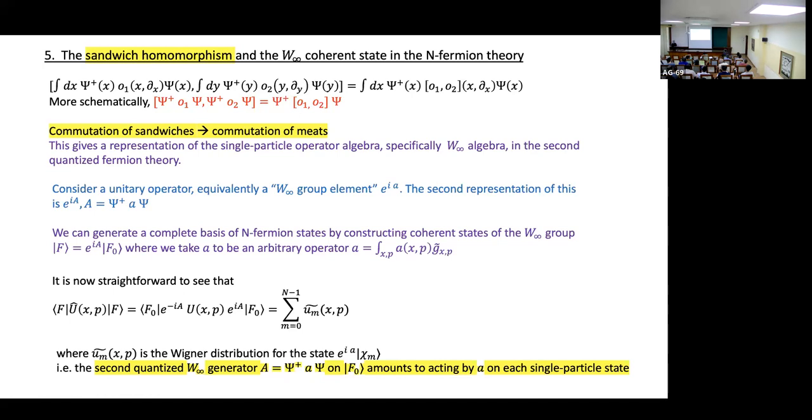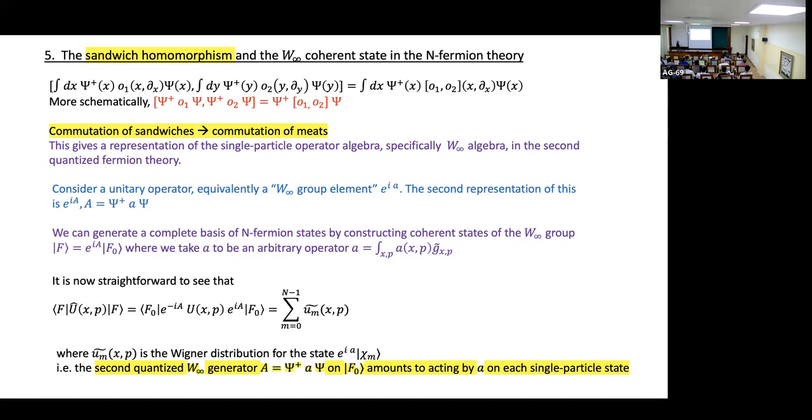This is something that we use all the time in quantum field theory, in constructing Lorentz generators in a fermionic field theory. Take these as the kinematic Lorentz generators, sandwich them within this one, so the commutation of sandwiches becomes like the commutation of the meats. So this gives a representation of single particle operators in the algebra, named specifically the W infinity algebra, in the second quantized fermion theory.